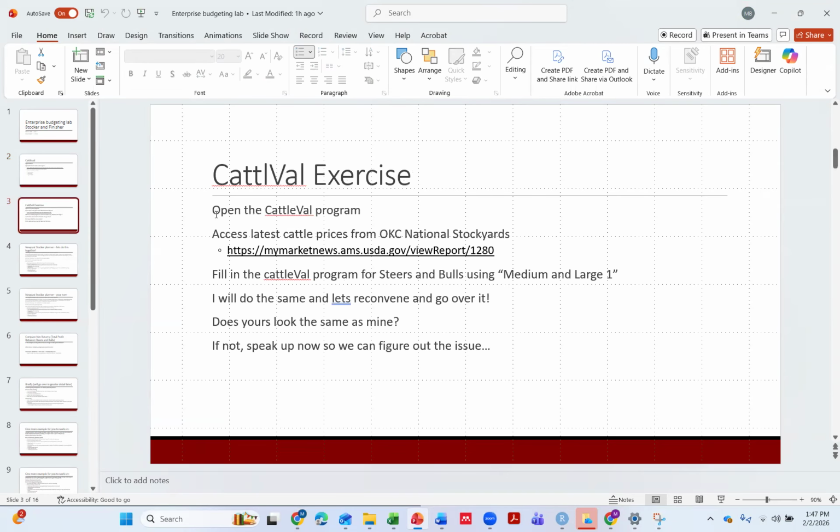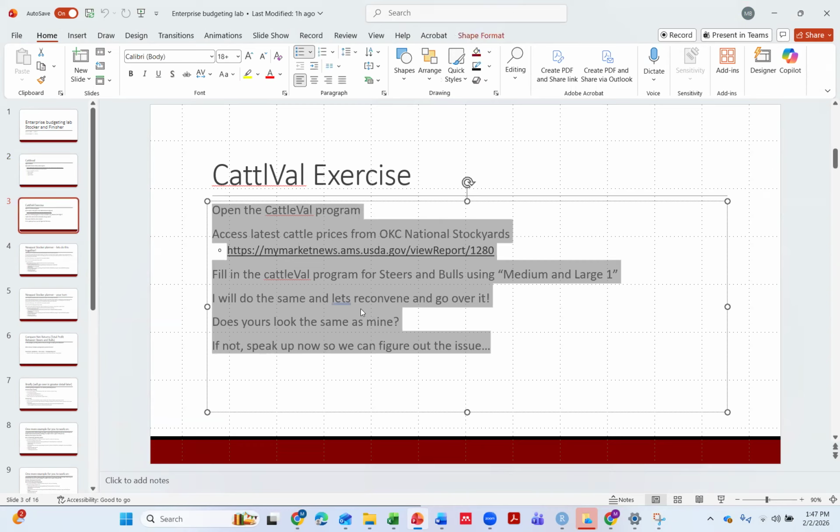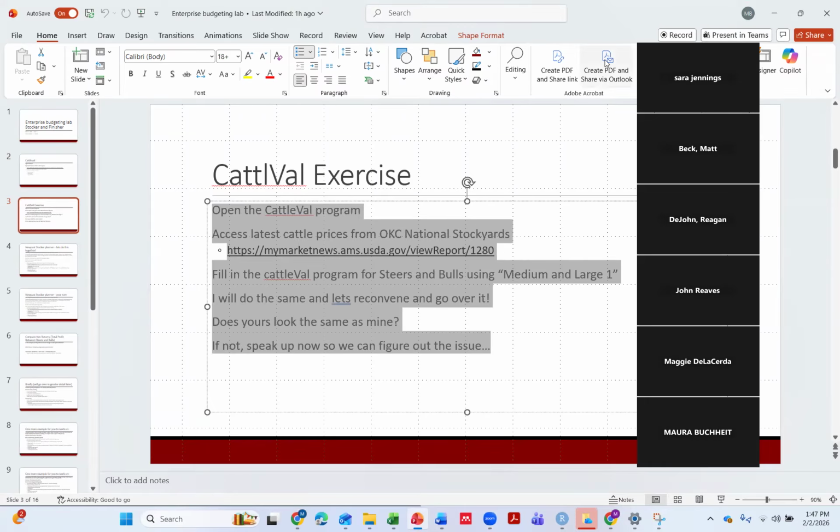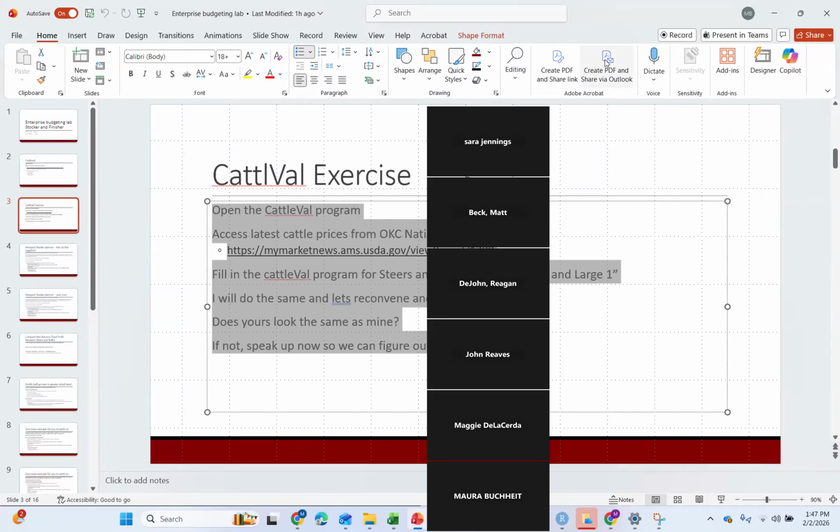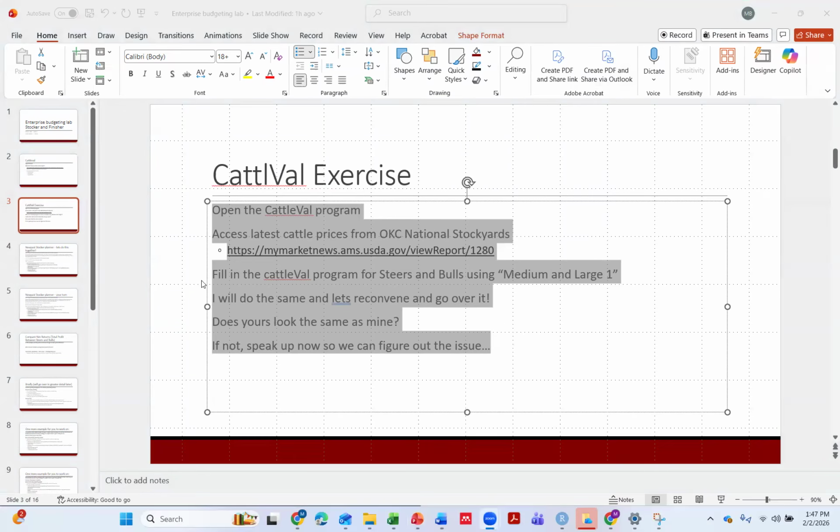Okay. So we've already done this, so I won't have you guys do it, but make sure you know how this program works because you're going to need to use it in your first assignment. Does anybody have any questions on the cattle val program? You have until next week to do the assignment. If you run into a problem and you can't figure it out, then come find me and we'll work through it together.